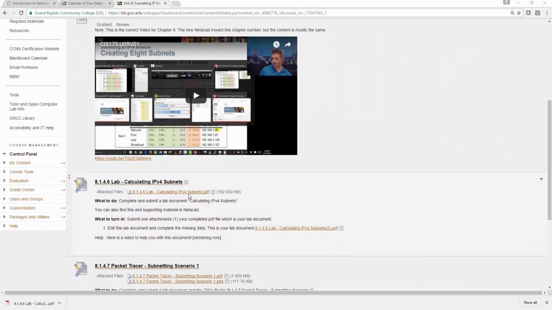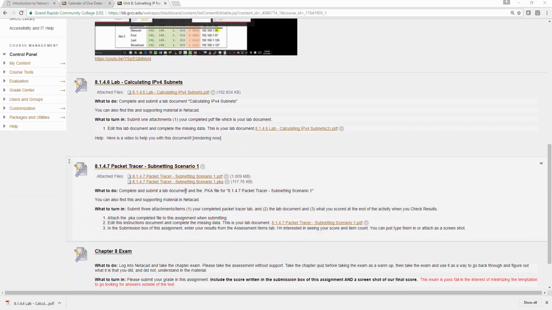And then we have 2 assignments plus the quiz exam. One is a packet tracer, subnetting scenario 1, that's in the book. But to help you with that, I want to do a little practicing on how to calculate IP4 subnets so that you can do the packet tracer and you can better understand subnetting. So I've given you this PDF. Download it. That's the one that you're going to turn in. Only one for this lab. The normal 3 for the packet tracer. And I want to make this video to show you how to do this.